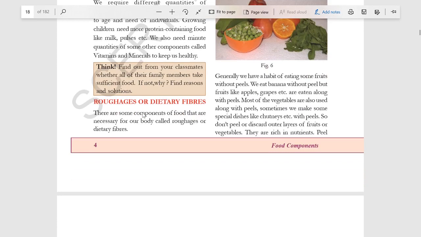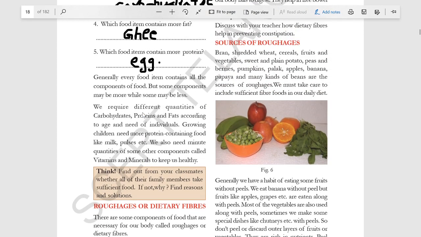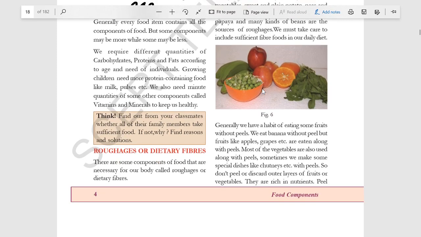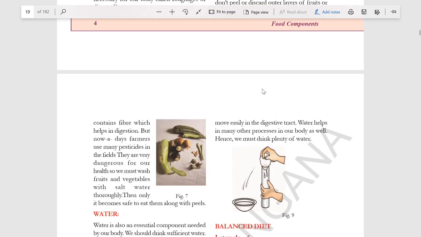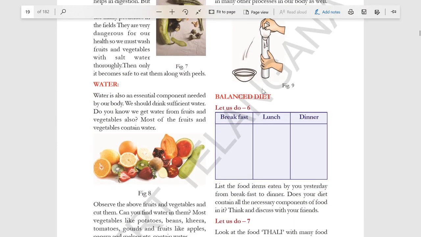So another main component of food is the roughages, which are also required in a small amount, and are present in green leafy vegetables and some fruits. It is helpful in preventing constipation. In the bowel movement, it eases the bowel movement.